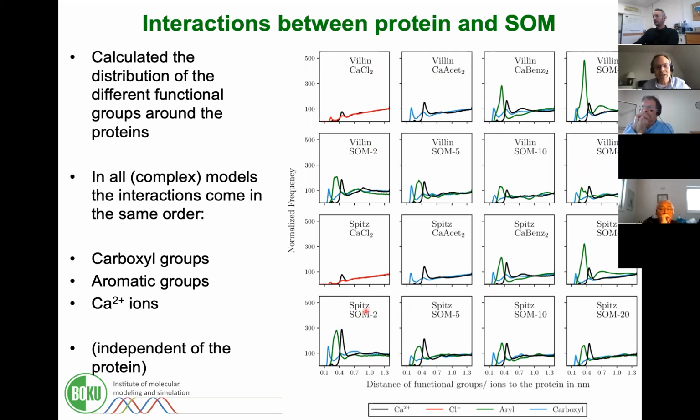What is striking is that basically the pattern is always the same. We get the blue peak, the green peak, the black peak. And what does that mean? We get first interactions with the carboxylic groups. This is a function of the distance from the surface of the protein. We first get the carboxylic groups, then we get the aromatic groups, and only then we get the calcium ions, basically. So we see how the interactions always go. And this is the same for all the kinds of models that we created. So the proteins interact with this kind of preference.